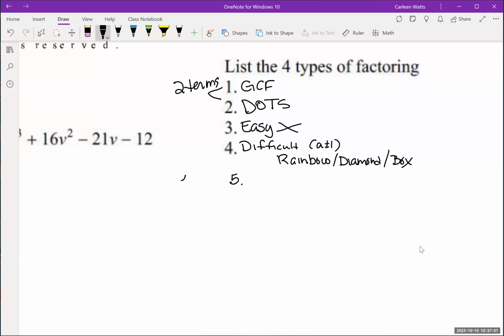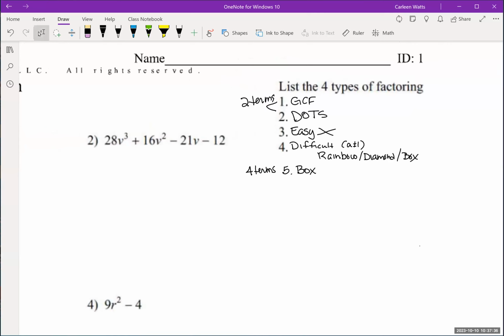Now there is a number 5. If you have 4 terms, the world calls it factor by grouping. Photomath calls it factor by grouping. So if there are 4 terms, we throw it into a box and graph it. You should know how to demonstrate the box method, especially if you're doing the online exam. I say specifically, demonstrate the box method for this. So you should know how to do my methods.